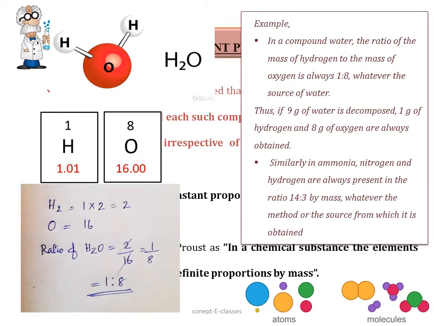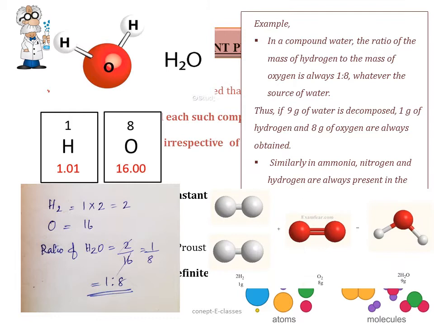Okay, now we know that in a water molecule we have two hydrogen atoms, so 1 into 2, which is equal to 2. Oxygen, the mass is 16. The ratio of mass of hydrogen to oxygen is 2 by 16, which is equal to 1:8. So the ratio is 1:8. Thus, if 9 grams of water, taken from any source, is decomposed, we'll always get 1 gram of hydrogen and 8 grams of oxygen.